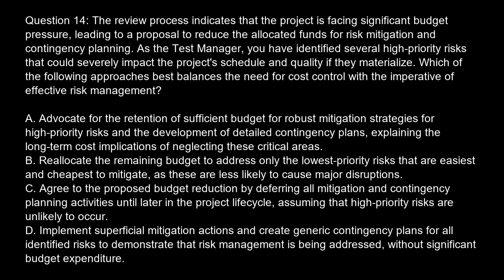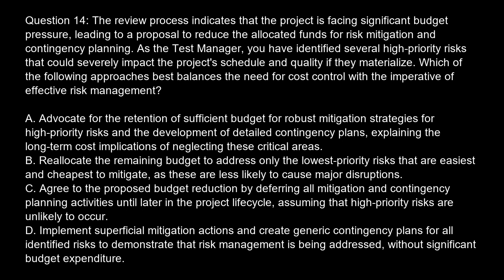Option A. Advocate for the retention of sufficient budget for robust mitigation strategies for high-priority risks and the development of detailed contingency plans, explaining the long-term cost implications of neglecting these critical areas. Option B. Reallocate the remaining budget to address only the lowest priority risks that are easiest and cheapest to mitigate, as these are less likely to cause major disruptions.